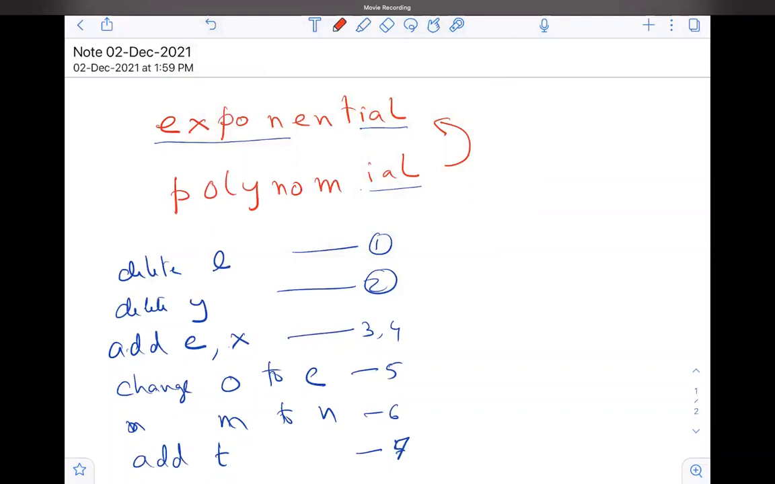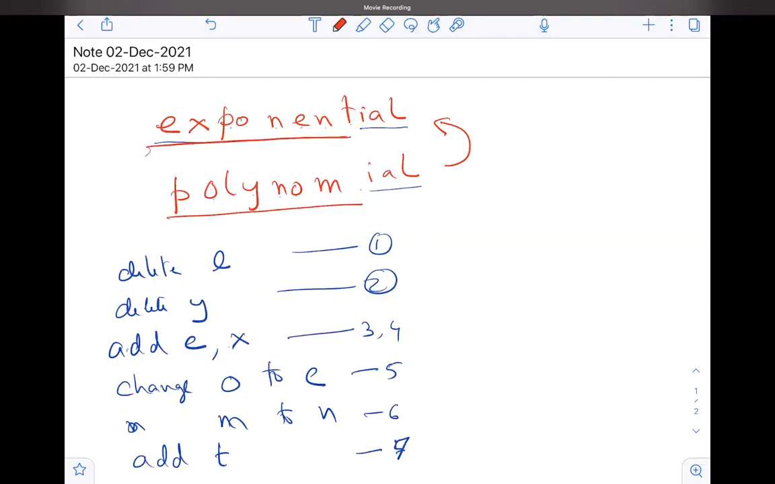Polynomial, right? Now the other thing that I could have done is just delete all of these terms, 1, 2, 3, 4, 5, 6, 7, and add back all of these terms, 1, 2, 3, 4, 5, 6, 7, 8. I could have done that.